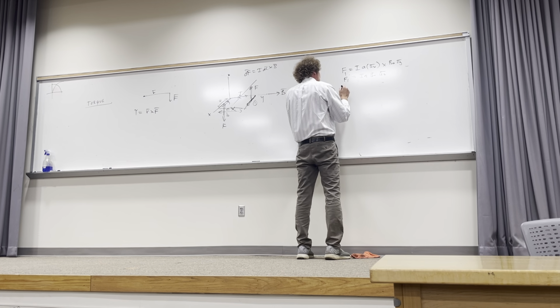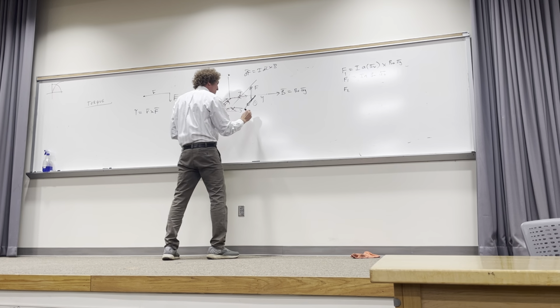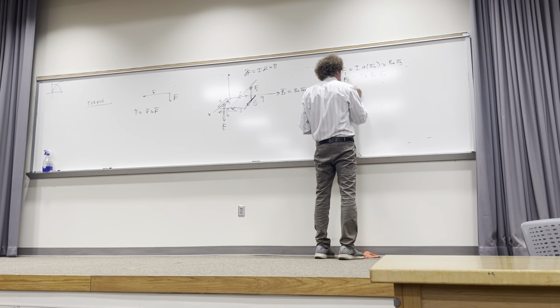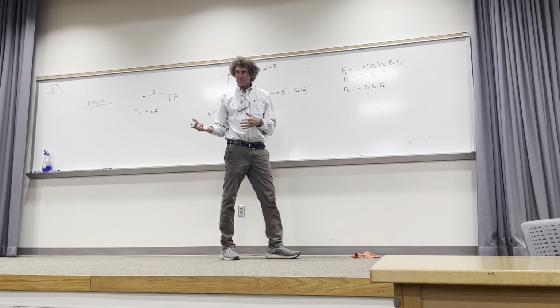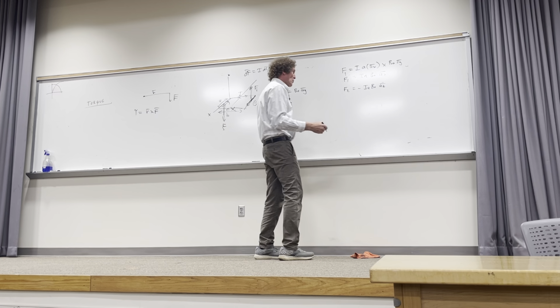Call this F1. F2 would be equal to minus I times A B0 AZ. I'm only putting these down for completeness. Y'all follow me on that? That just gives you the relative magnitude based on the assumptions.